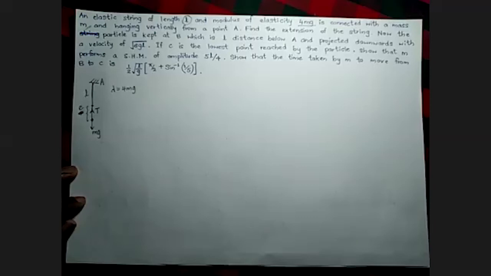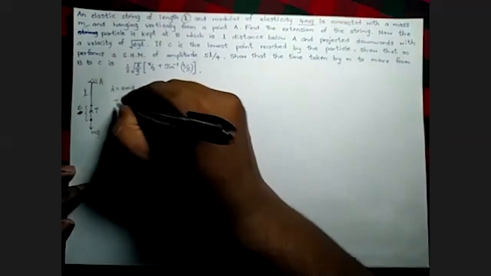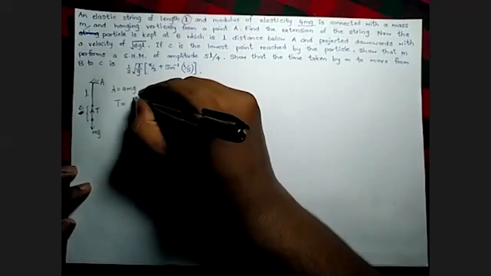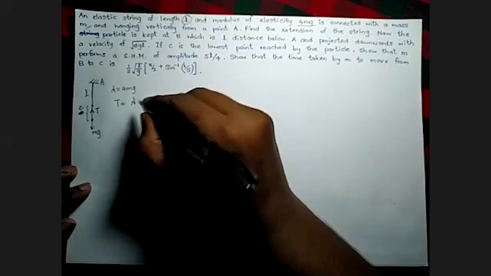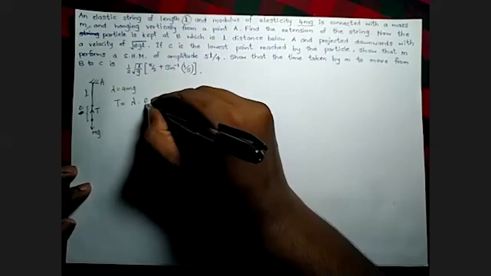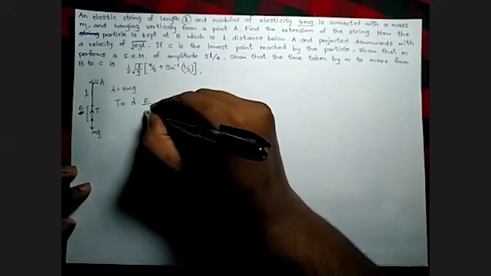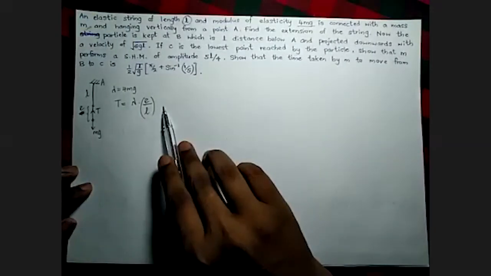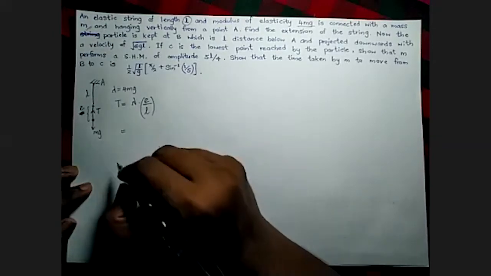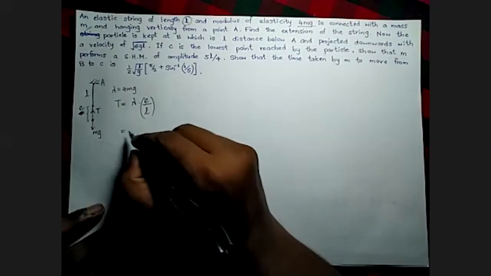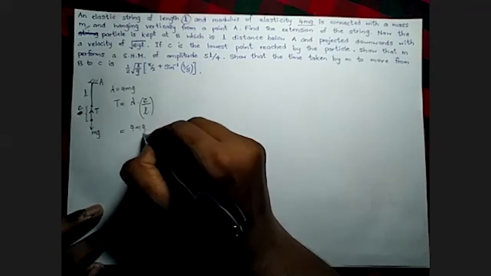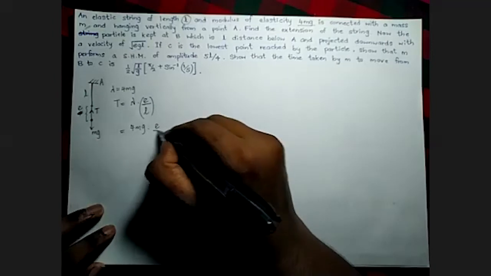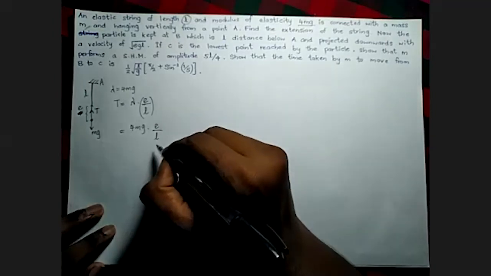Okay, now we can apply our tension equation. Tension of an elastic string is equivalent to modulus of elasticity into extension divided by its natural length. So this is from theory. Then modulus of elasticity is given as 4mg in the problem. Extension we don't know, that is e, over natural length is L.